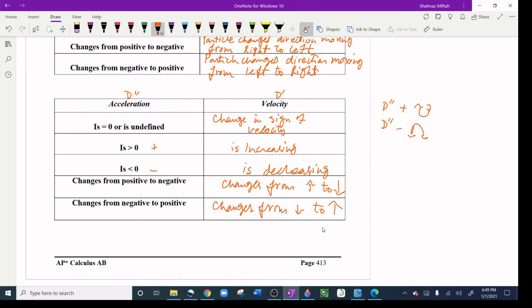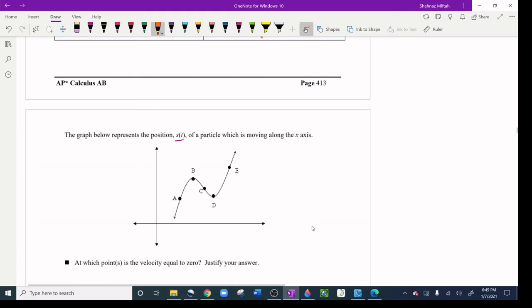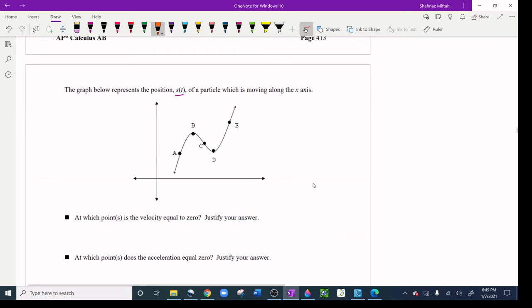Okay, let's do some examples. The graph below represents the position s of t of a particle, which is an original function of a particle moving along the x-axis. So this is my original s of t. At which points is the velocity equal to 0? What is velocity? Velocity is the first derivative, isn't it? So where the derivative is 0.